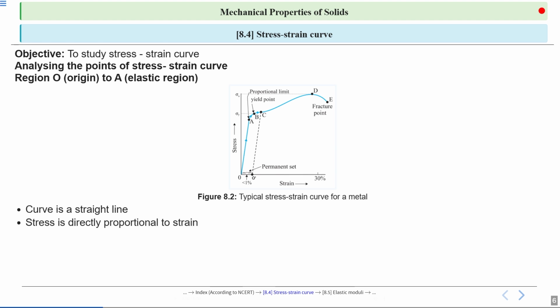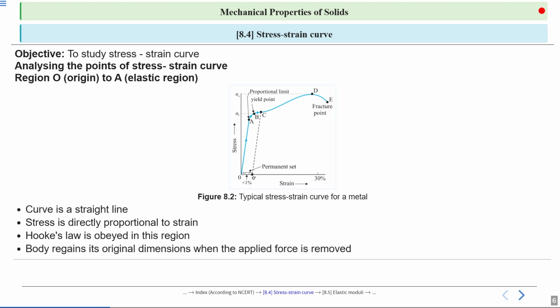So here stress is directly proportional to strain. That means we can write stress is equal to K into strain, where K is a constant, and this relationship holds true. This is the region where Hooke's law applies, where Hooke's law states that the force needed to extend or compress a spring by some distance is proportional to that distance. So the body regains its original dimensions when the applied force is removed. Alright.